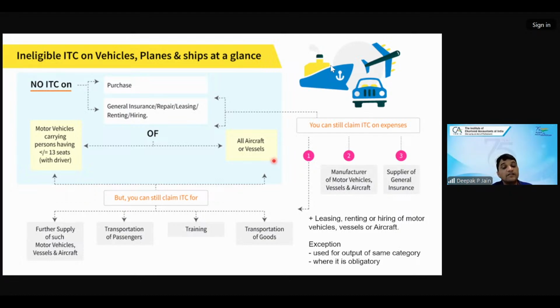you will get it. Even if it is used for business, Rishabh, you will still not get it because they have specifically restricted it, saying that it must be for further supply. The car which you're buying for employees for their use is not for further supply of such motor vehicle or such vessel or such aircraft. That's why you will not get credit of that. Even though it is used for business legitimately, everything is fine, but still you will not get the credit because that is what is called blocked credit. Okay.